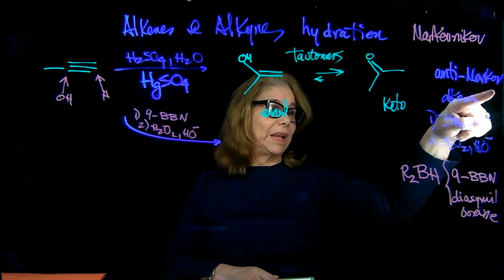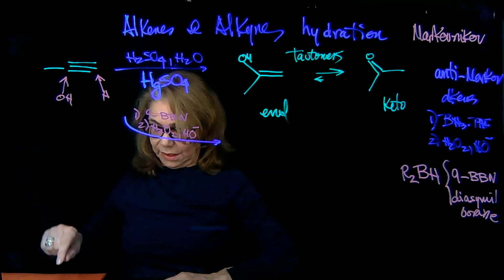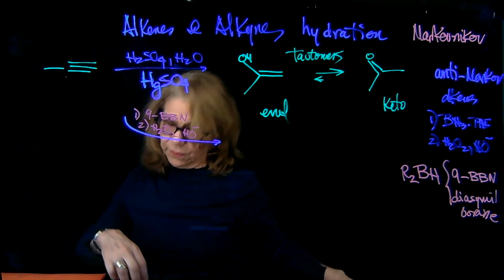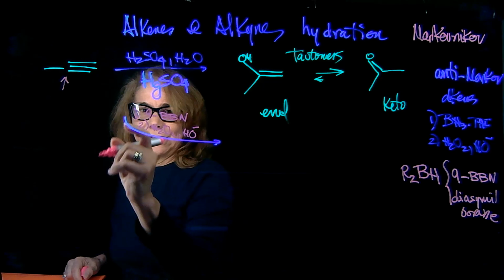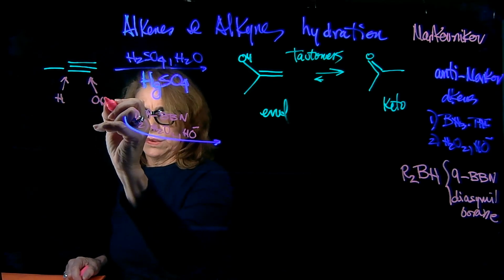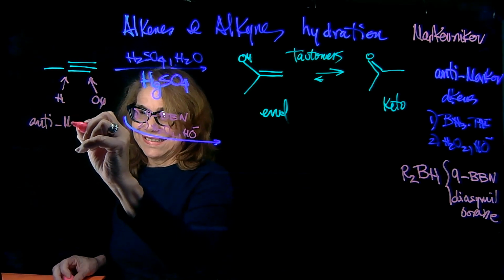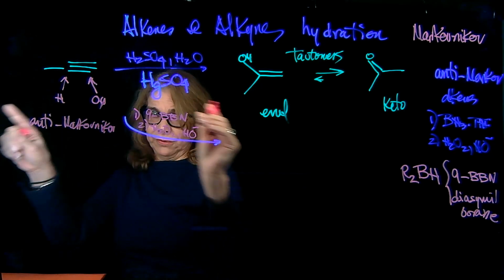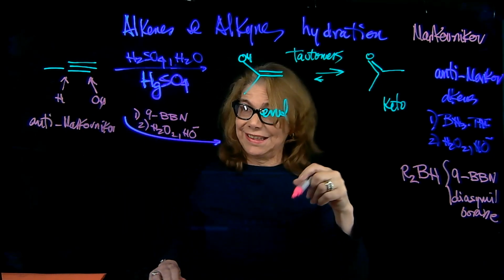This will produce the anti-Markovnikov. And in that case, you will do exactly the opposite. So for the anti-Markovnikov, you will be adding the H here. So the regioselectivity is the opposite. This is the anti-Markovnikov regioselectivity. So H adds to the more substituted, OH adds to the least substituted.